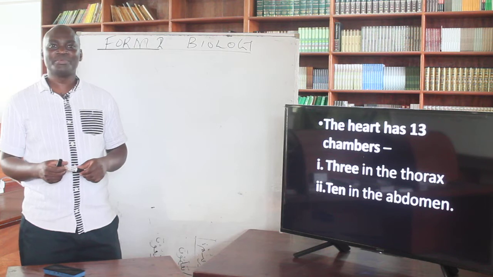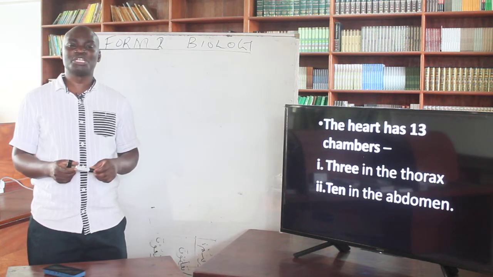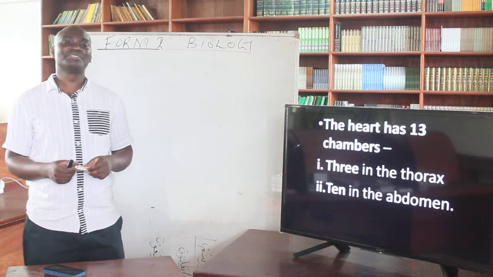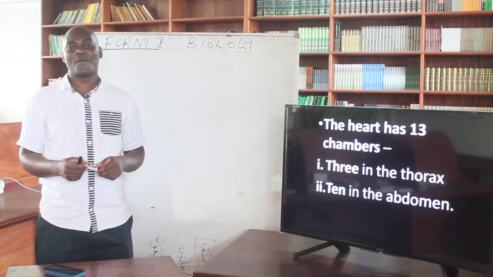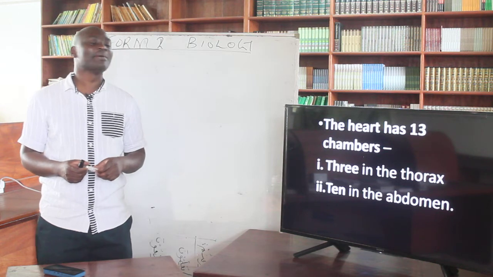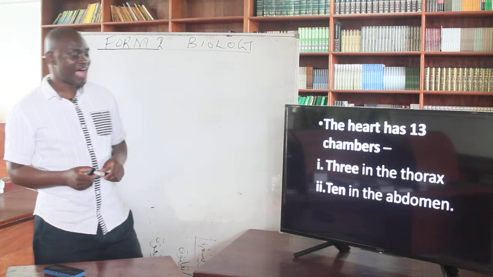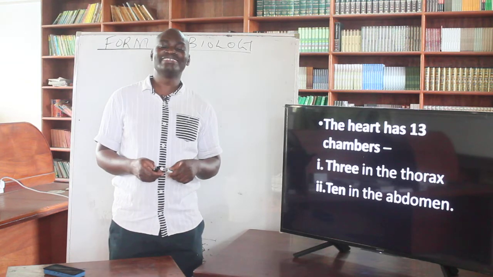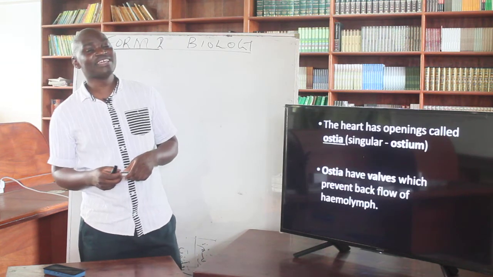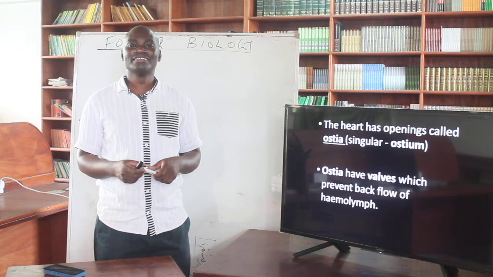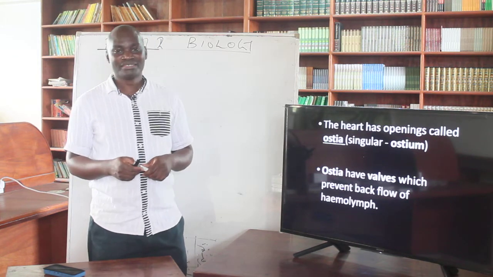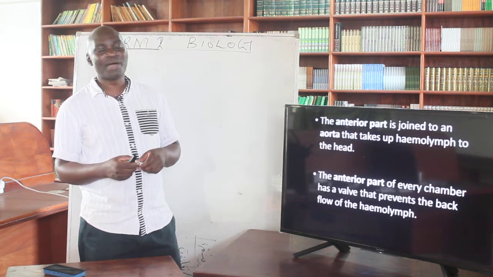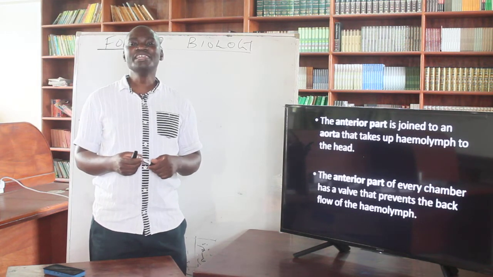Last time, in our last class, we looked at the heart of an insect, and we said insects have a 13-chambered heart, 3 in the thorax and 10 in the abdomen. And we also said that the heart has openings that we call ostia, and the ostia have valves that prevent the backflow of the hemolymph.